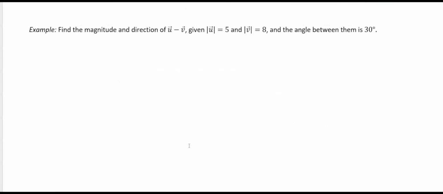Okay, moving over here, find the magnitude and direction of u minus v, given that the magnitude of u is equal to 5, the magnitude of v is equal to 8, and the angle between them is 30 degrees. Okay, so one way of looking at this is by making my u vector and my v vector. My u vector right here is 5. My v vector is 8. And the angle between them is 30 degrees.